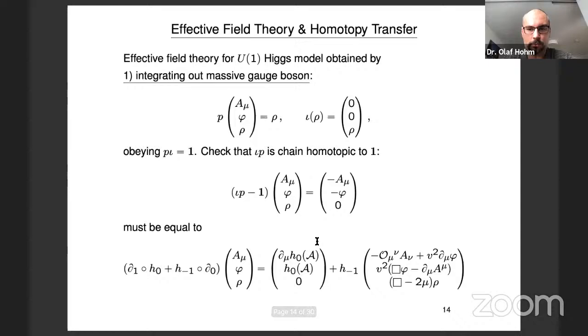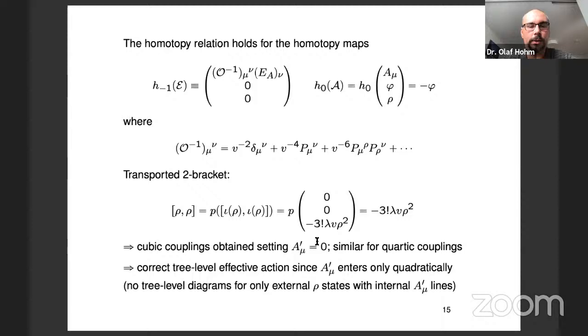Let's see, where do we have an example? So in that case, you would have a homotopy map that just looks like this, where you don't have to invert some differential operator. So this could just be the identity in that case. So any example of integrating out real auxiliary fields is an instance of homotopy transfer.